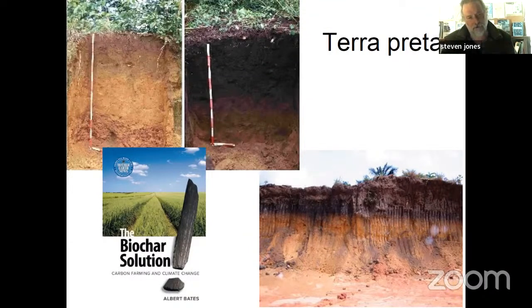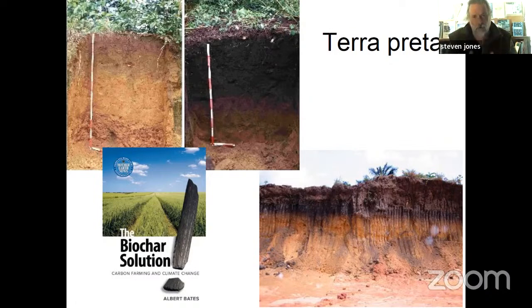You don't get a buildup of organic matter because in the tropics organic matter is breaking down faster than it's returning. So when people first came across this, it created an absolute dilemma, because these soils are man-made. There's no other explanation for them.